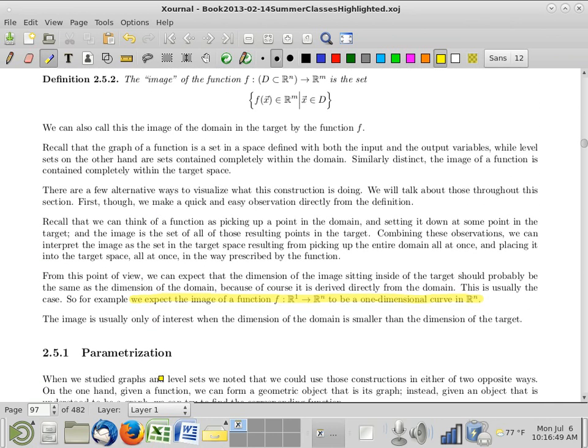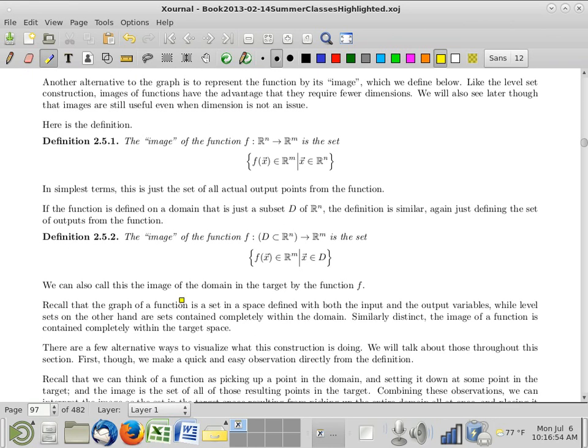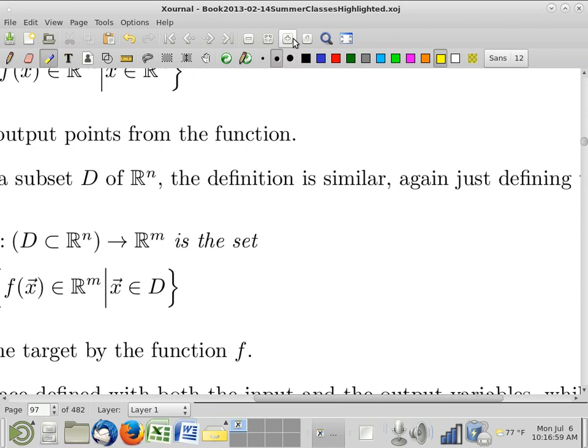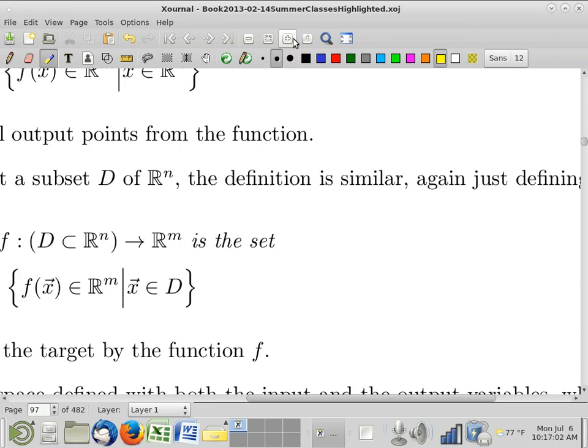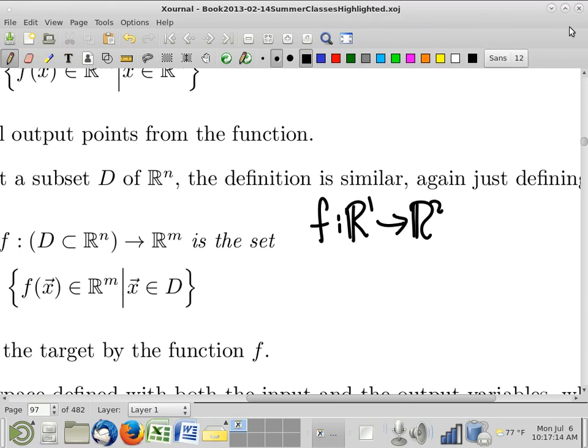All right. So let's talk about it. Let me show you an example of an image. I guess I'll zoom in here. Okay, so suppose I have a function from R1 to R2, and I'm going to draw the domain over there, and then the function is doing something, and then here's the target. There's my function from R1 to R2.